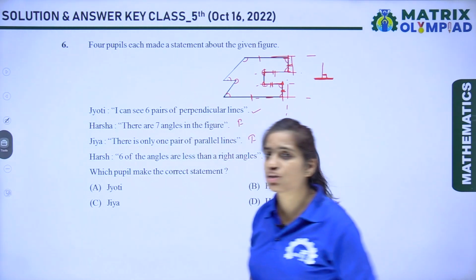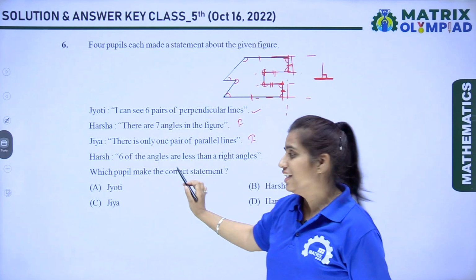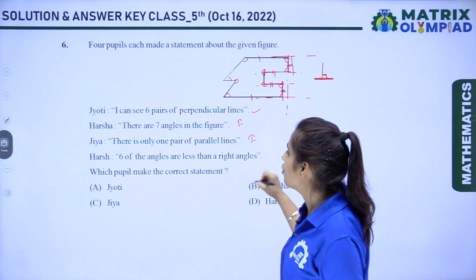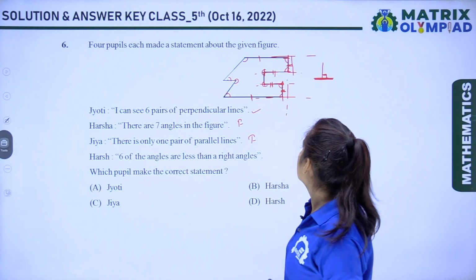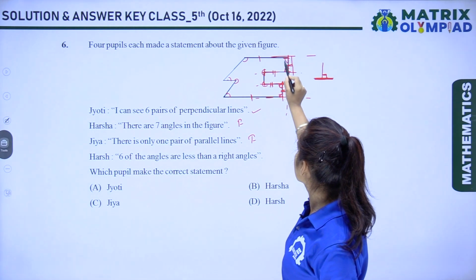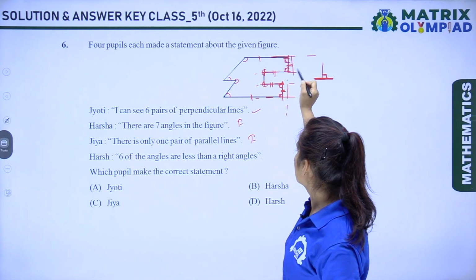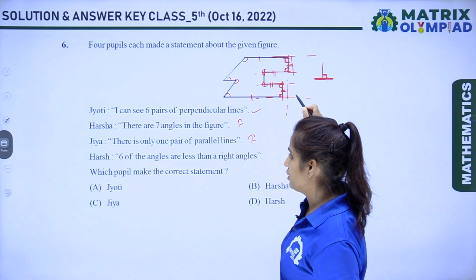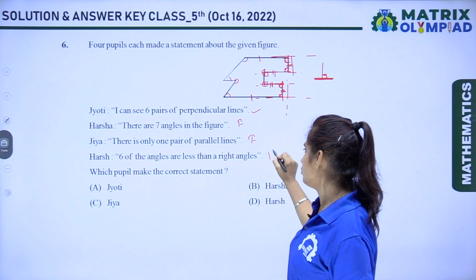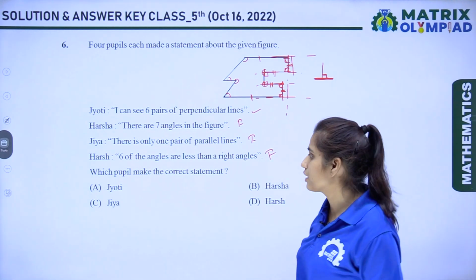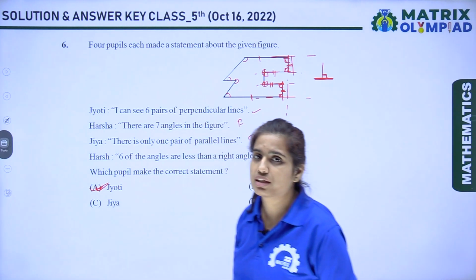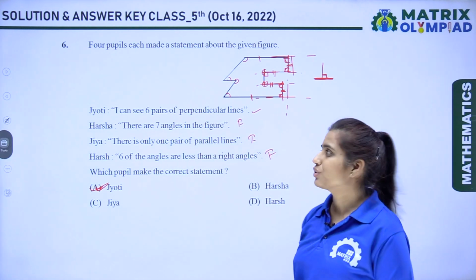Now last is Harsh. Let's begin. 6 of the angles are less than a right angle. So here we have to check how many right angles there are. 1, 2, 3, 4. We have 4 angles. So the statement of Harsh is also false, or we can say that it is incorrect. It means only Jyoti has observed the correct thing. So let's begin with the next question.